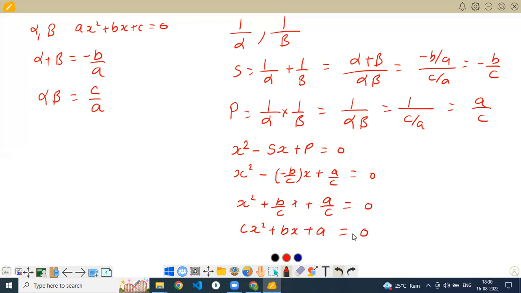So you understand the standard process of how to do it. But I have a short trick here. The roots are symmetric. It was alpha and beta, and this is 1 upon alpha and 1 upon beta.